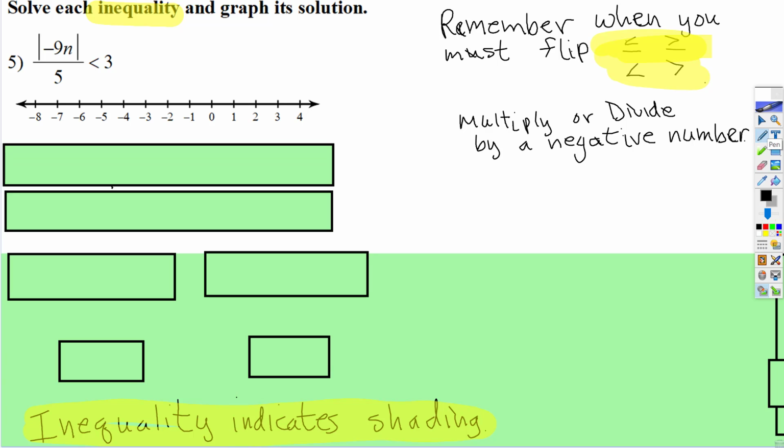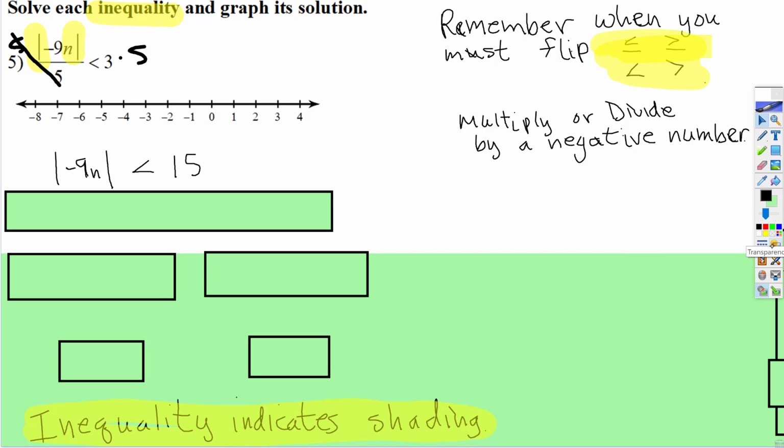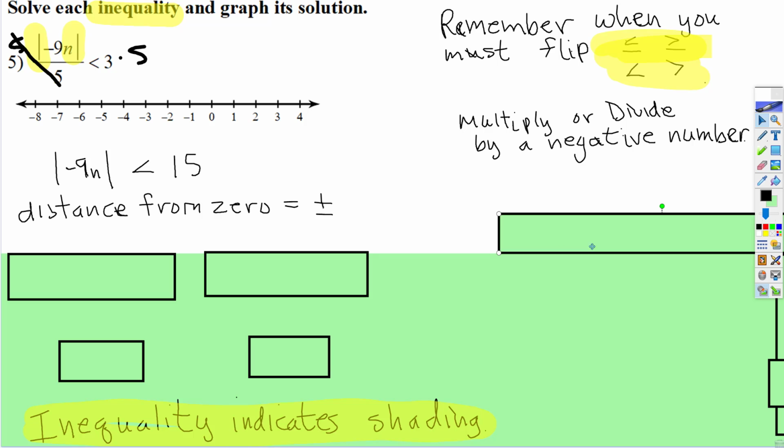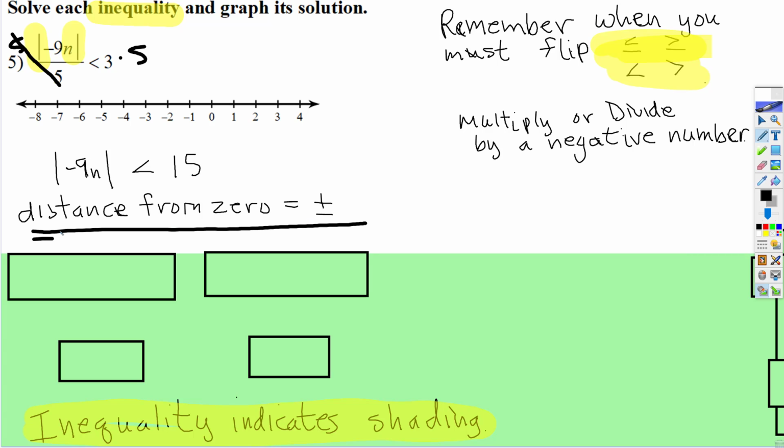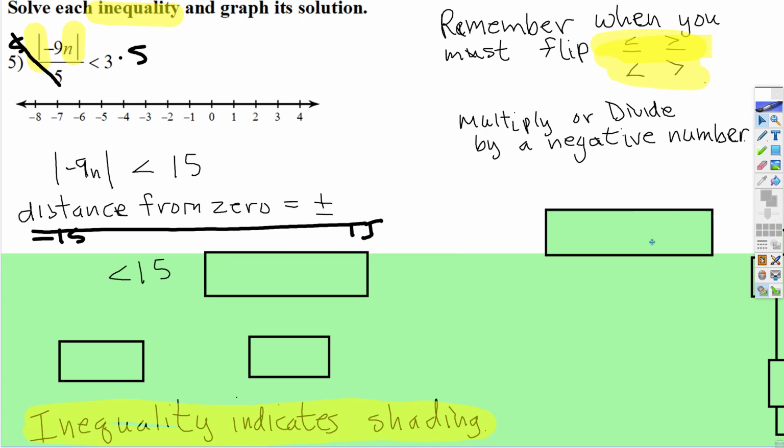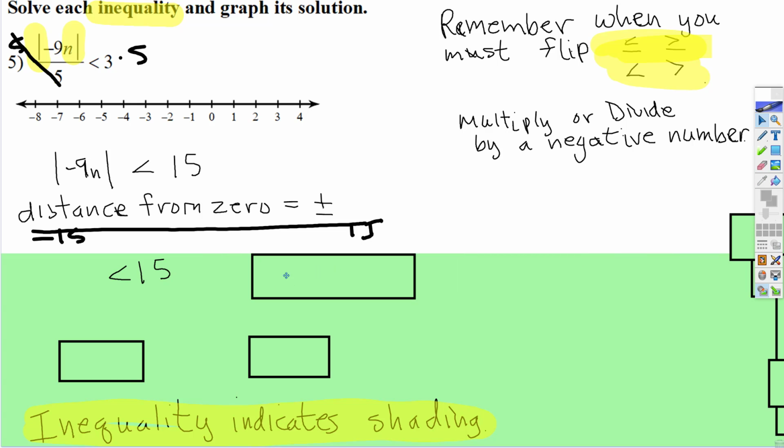Okay, so the solving is similar in that you isolate for the absolute value bars. So you would multiply both sides by 5. And then remember that this is saying that the distance from 0 is 15. So if you look at a number line, there's negative 15 and there's positive 15. So you remove the absolute value bars, so negative 9n.